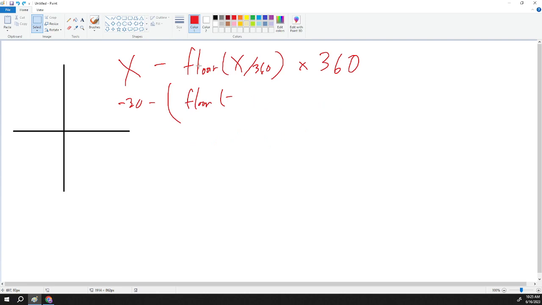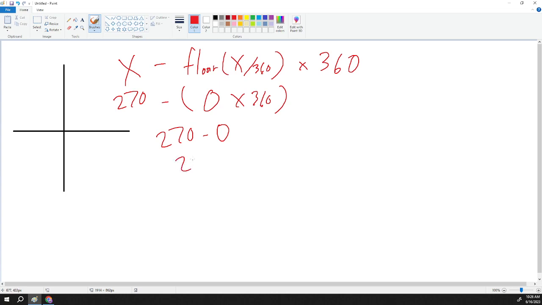Okay, let's go with 270. 270 minus the floor of 270 over 360. That is 0 point something. That would have been 0 times 360. 270 minus 0, you have 270.